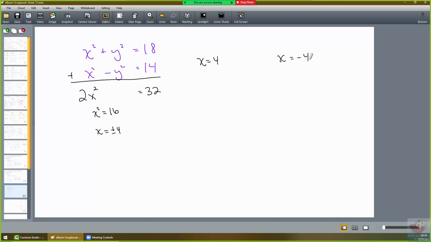So now that we found x, we have to back substitute to figure out what y is. We can go back to either of the original equations and put in our value for x. If we put in 4, I'm going to use the first one because it's a little bit easier. If I put in 4 for x, I'd get 4 squared plus y squared equals 18.